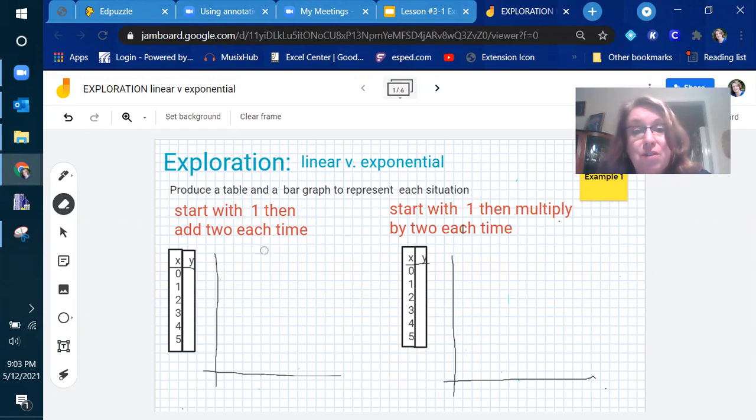My idea is that these visuals will tell a little story about the linear and the exponential, and then we'll get to the next, one step at a time. So this is just step one.